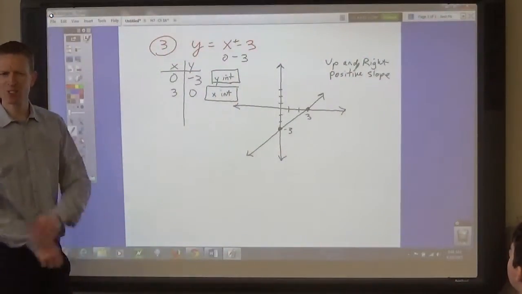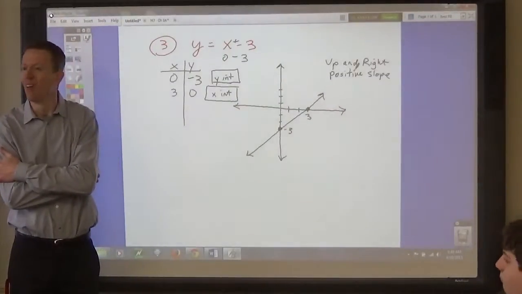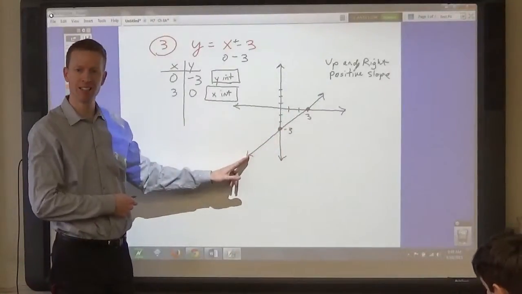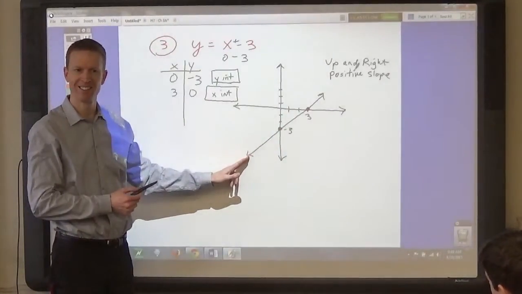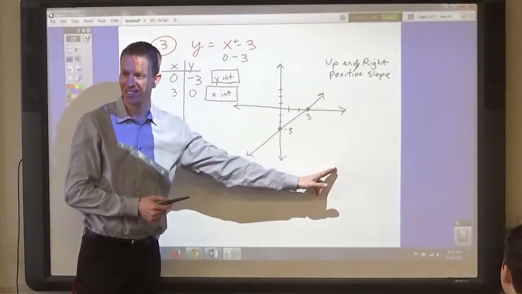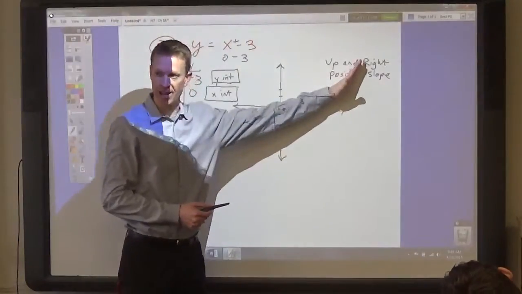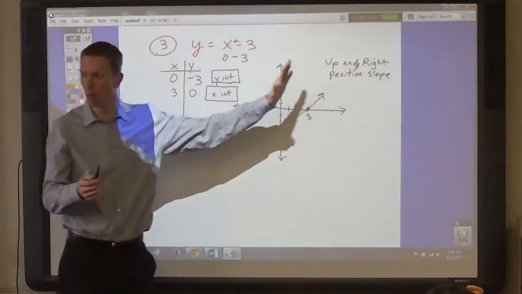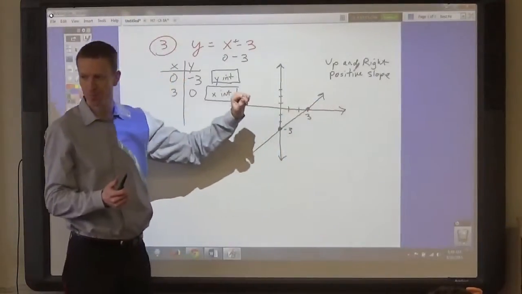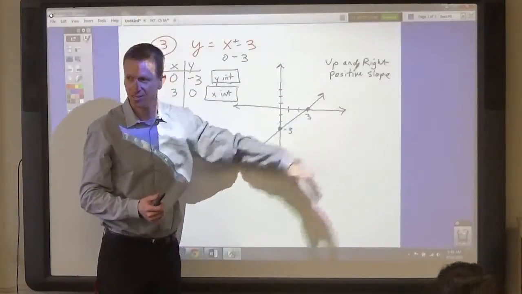What does a negative slope do? Goes down, left, negative slope. Well, down and left would be positive. So down to the right. It goes down and to the right for a negative slope. If a positive slope goes up and to the right, and you always describe slope in terms of how it goes to the right, then a negative slope goes down and to the right. Okay?